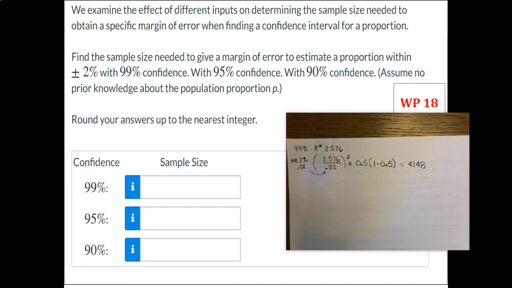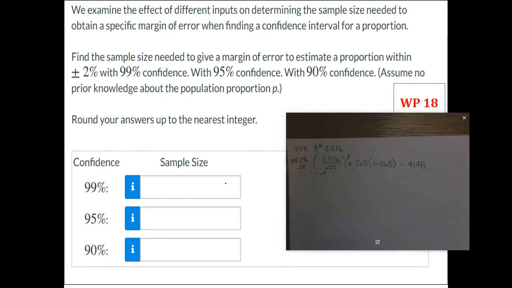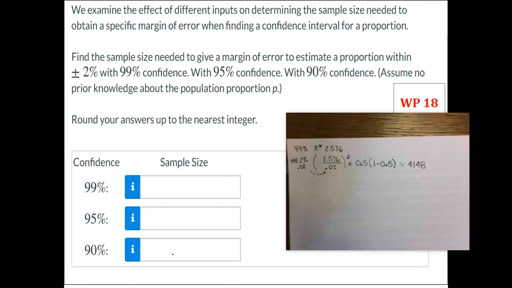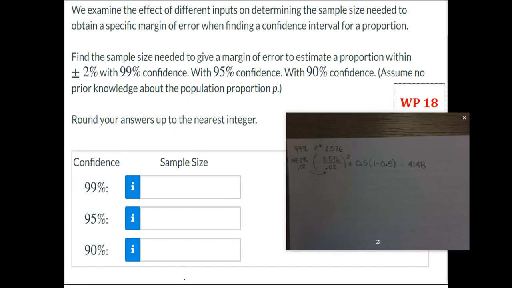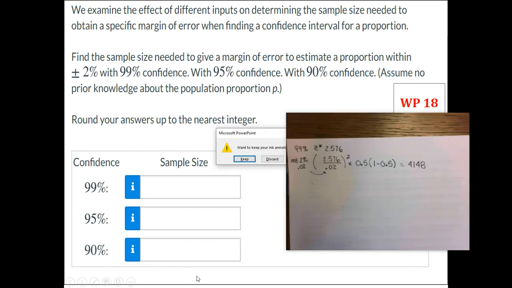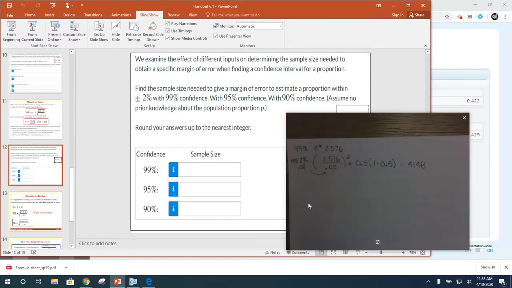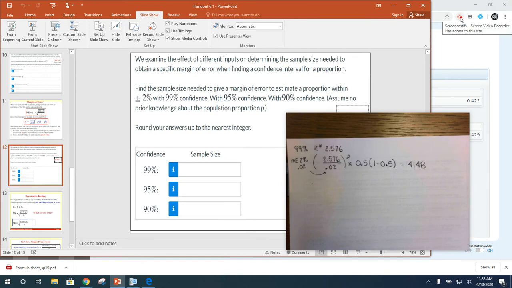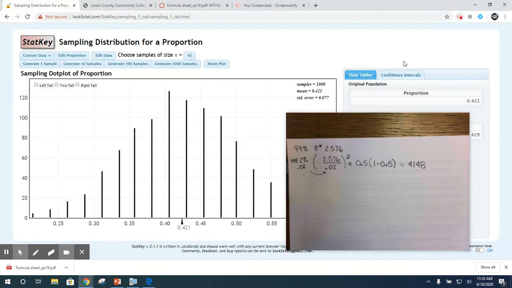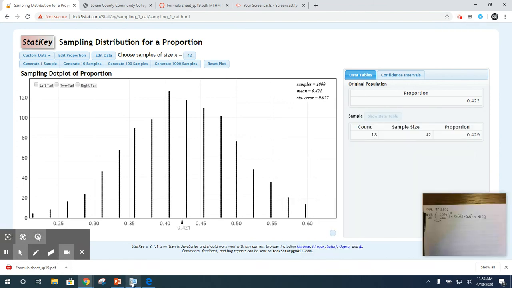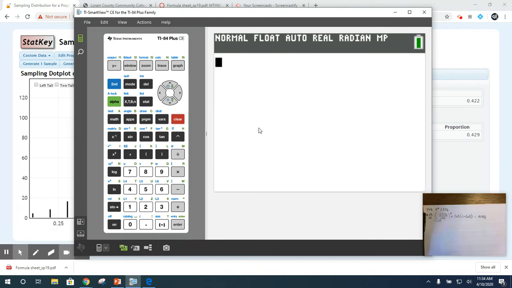4,148. I'm going to stall my video for 1 second so I can actually put that in and show you what that looks like when you put that into the calculator. Give me 1 second. I'm going to stop my video, open it up, and then I'm going to be able to move right along. Okay, so I'm back with you, and here's my calculator.